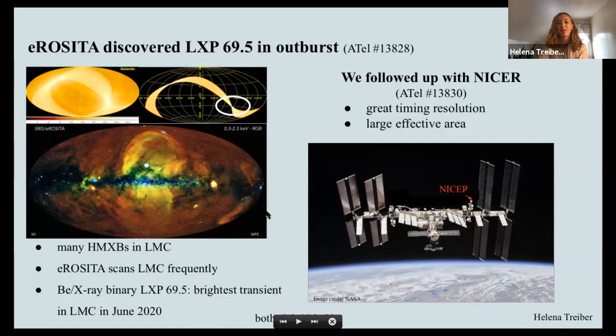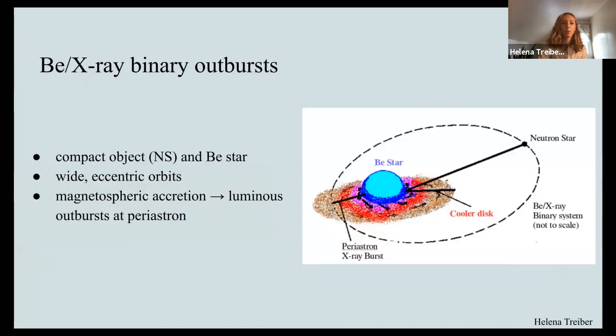So this sort of outburst occurs when the neutron star, which is usually in a wide eccentric orbit around the BE star, reaches periastron and mass is transferred from the BE disk via magnetospheric accretion. At periastron, we usually see both optical and X-ray flares, which originate from the BE disk and the neutron star, respectively. We also see the beamed X-rays as pulses from the magnetic poles as they sweep in and out of view.